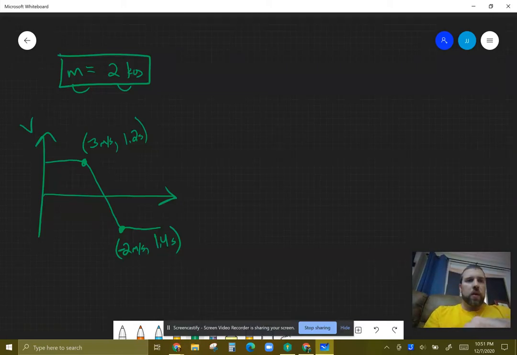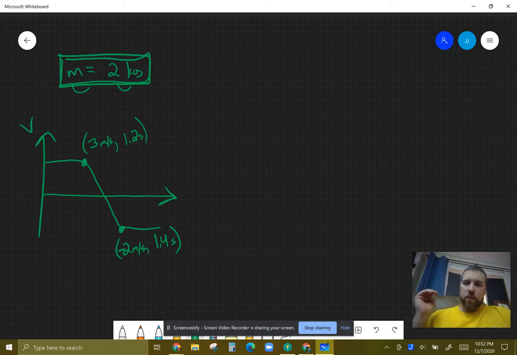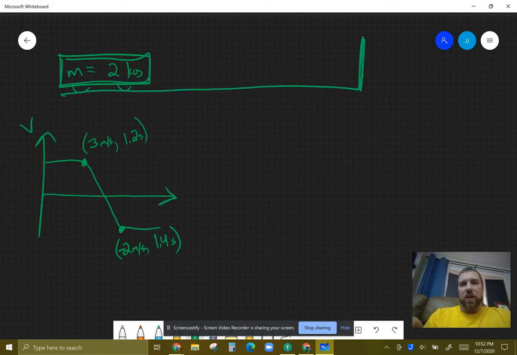Okay, so we got our cart here. Let's say it's 2 kilograms, and we run the lab data. Our goal is to find what's the average force on this cart when it crashes into our wall over here.